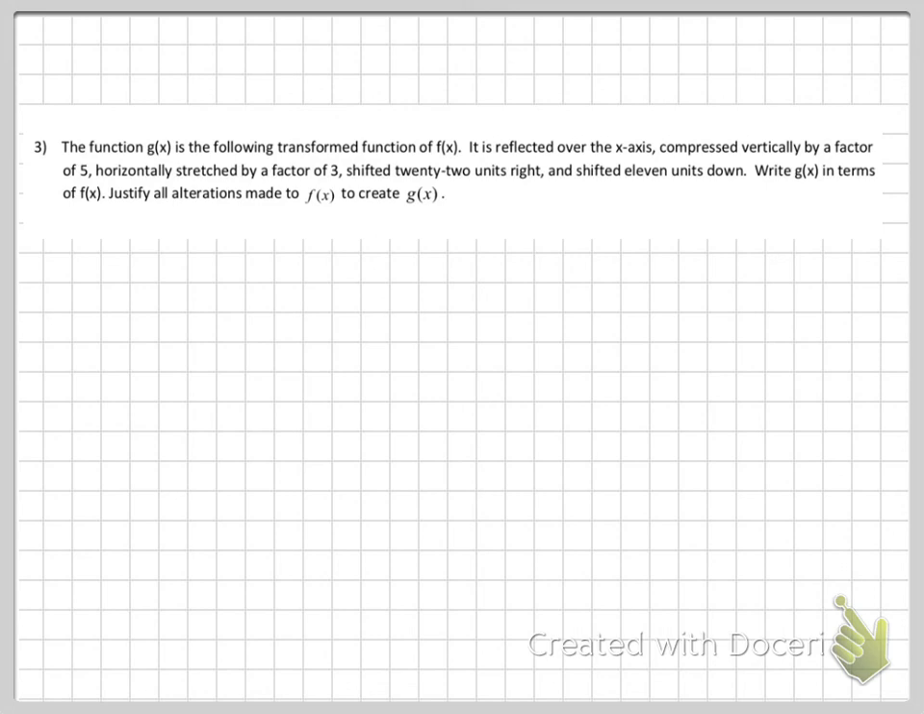So it says g of x is the following transformation of f of x. It's reflected over the x-axis. If you flip over the x-axis, that's a vertical reflection, so I've been making that yellow. Compressed vertically by a factor of 5, that's yellow. Horizontal has been pink. Horizontally stretched by a factor of 3. Shifted 22 units right, left and right, that's pink also. I'm sorry, that was green. Left and right is green. And then 11 units down, up and down is orange.